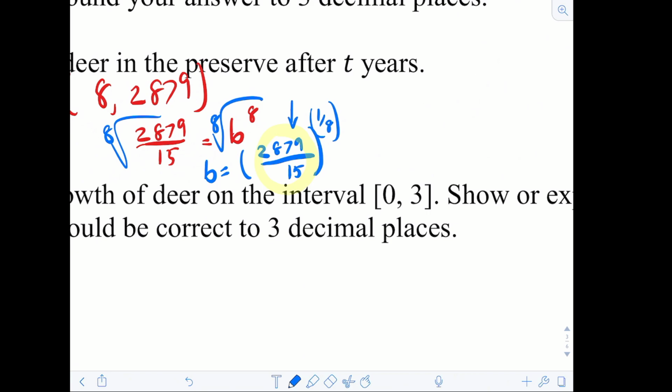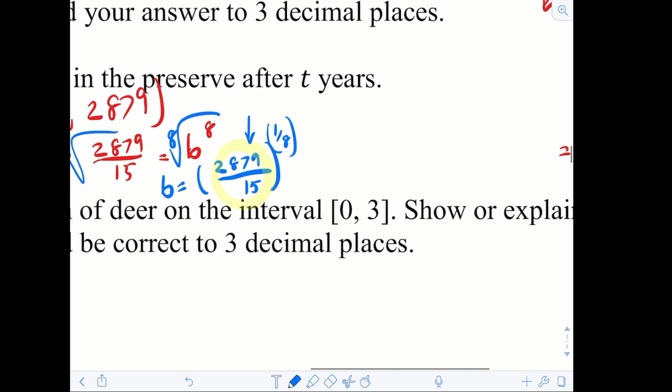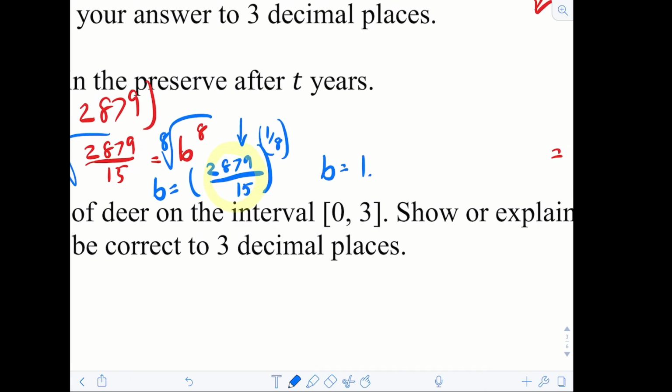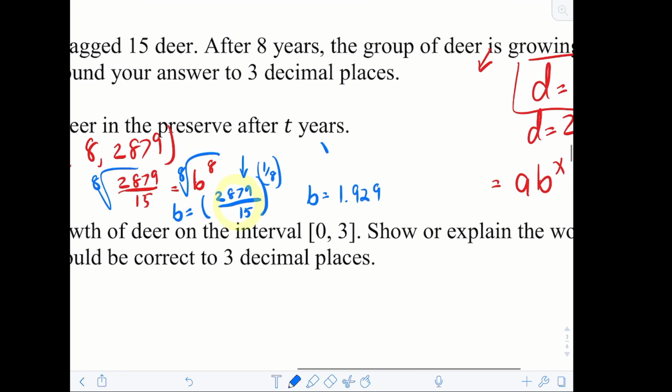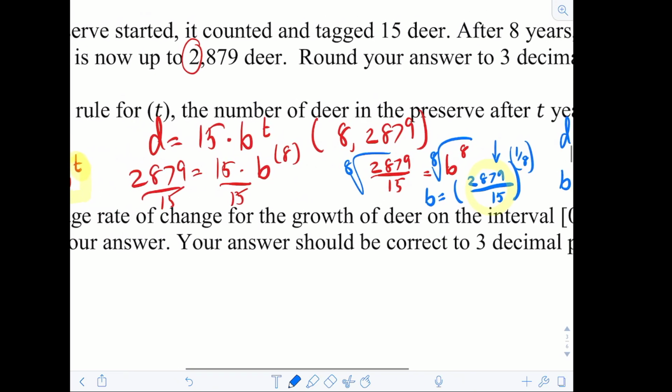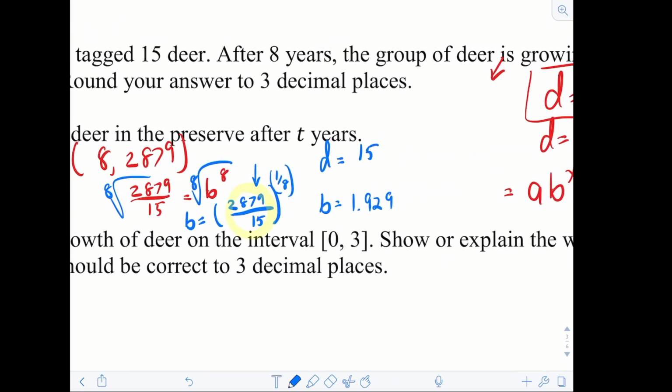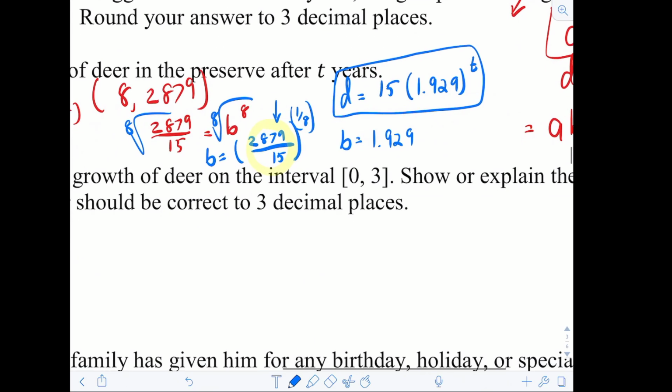So I'm going to type in parentheses 2,879 divided by 15, and then caret, open parentheses, 1 divided by 8, close parentheses, and you should get your b value to be 1.929. All right, so then the equation is going to be d equals 15, that was the starting deer, times 1.929 raised to the t power. That is your equation for this.